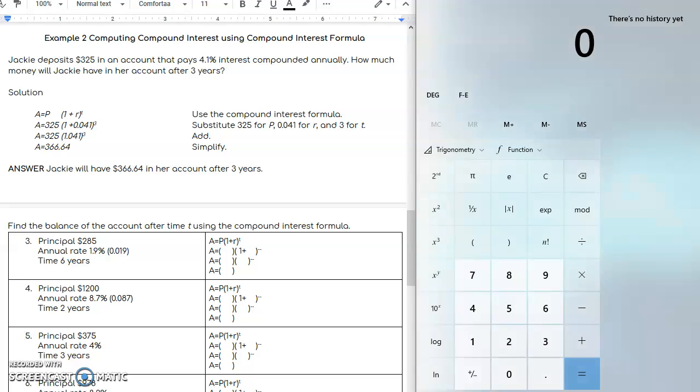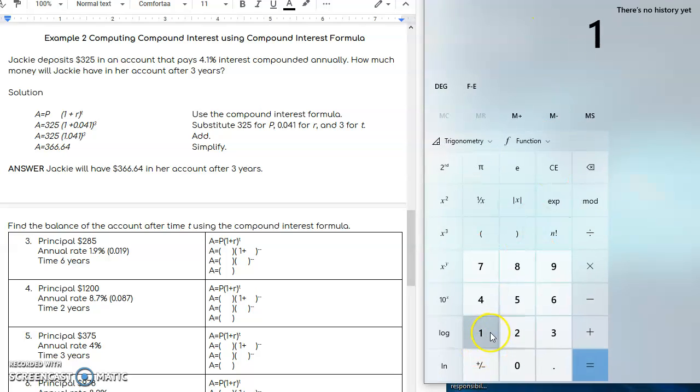Remember, we need to start with what is in parentheses. So we've got 1 plus the rate of 4.1%, which as a decimal is 0.041. So in parentheses, we've got 1.041. And then I'm going to raise that to the exponent. You need to look for the x to the y button because it's not always going to be squared or cubed. We're going to raise that amount to the number of years, which is t, which is 3.